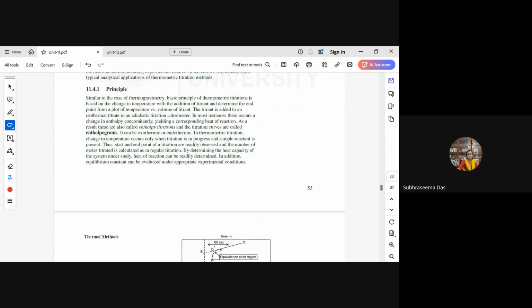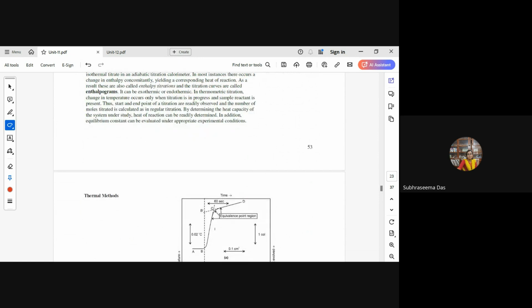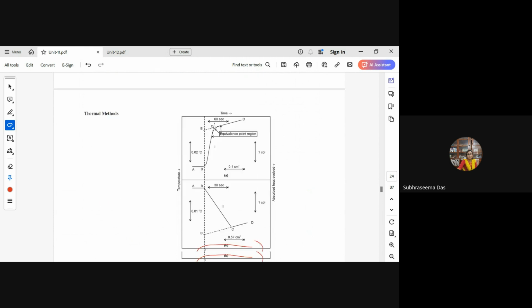These titrations can be exothermic or endothermic in nature depending on the type of titrant and sample used. In such a titration, the change in temperature occurs only when the titration is in progress and the reactant is present. Thus the start and the end point of the titration are usually observed quite easily, and the number of moles titrated is calculated in the regular fashion. By determining the heat capacity of the system under consideration, the heat of the reaction can be easily determined. In addition, the equilibrium constants can also be evaluated from the experimental conditions by substituting the appropriate data.